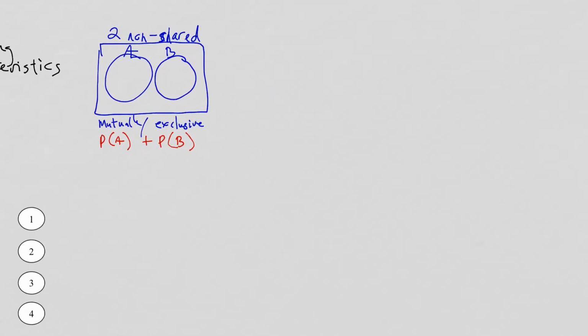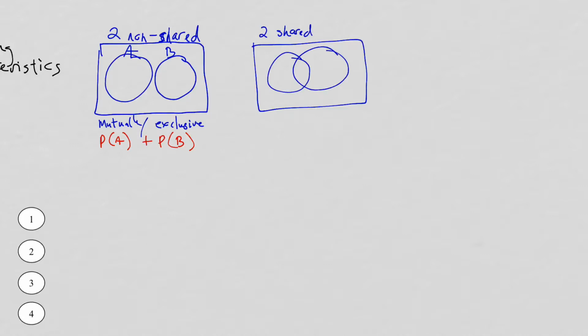But it gets a little bit tricky when you have shared characteristics. If you have shared characteristics, then it's overlapping. And that means we're going to actually start double counting. So we have to be careful. We can't just add these two up because we're going to double count whatever they share. So to correct that, we have to do some subtraction.